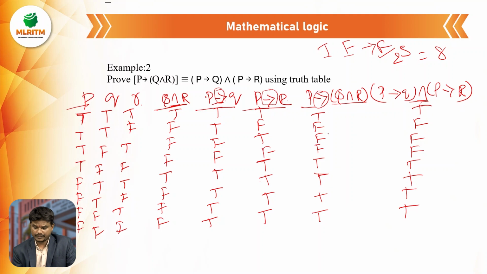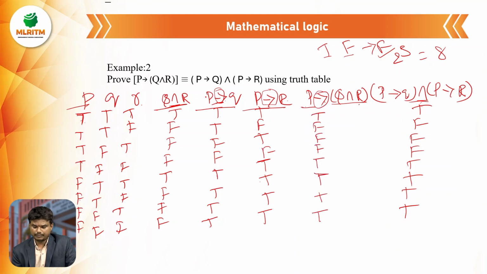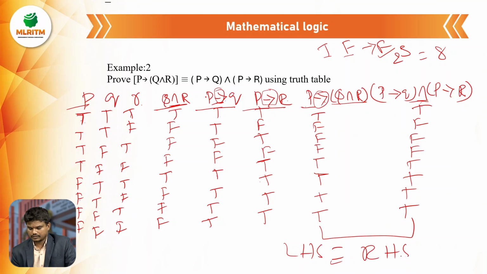So here, what is LHS? P implies Q and R is equivalent to P implies Q and P implies R. So here LHS equals RHS. Both are logically equivalent.